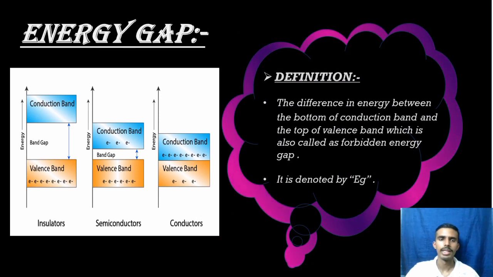So the first topic is what is energy gap? The difference between the conduction band and the valence band, or the gap between the conduction band and valence band, is known as energy gap, which is denoted by Eg. It varies among insulators, semiconductors and conductors. The band gap is high in insulators, whereas in conductors it is low. And in semiconductors, it is an intermediate stage where the band gap is not too much or not too less, where the electrons can travel on the basis of the temperature.